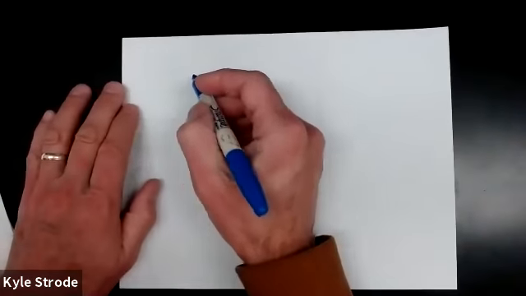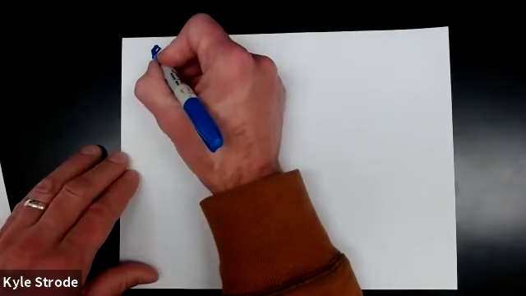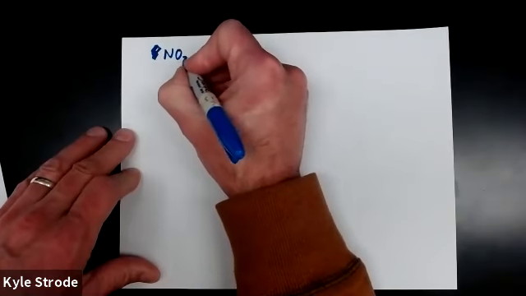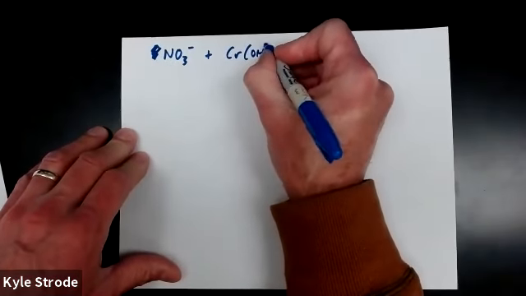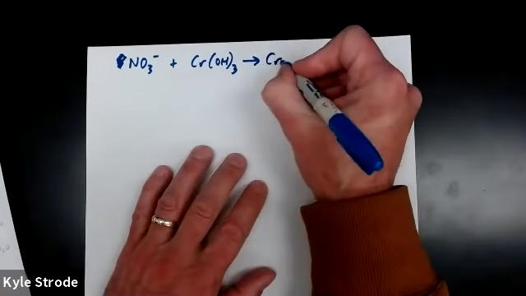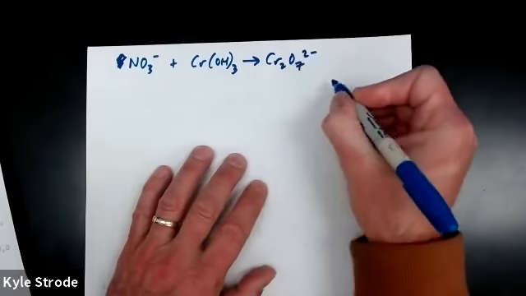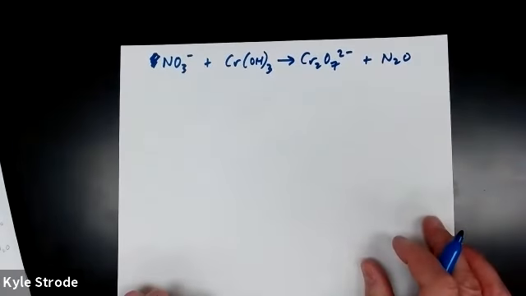So our first reaction that we're going to study here is going to be shown at the top, unbalanced. So here we go. Here we go. NO3 minus, Cr(OH)3, Cr2O7 2 minus and N2O. So there's our unbalanced reaction.